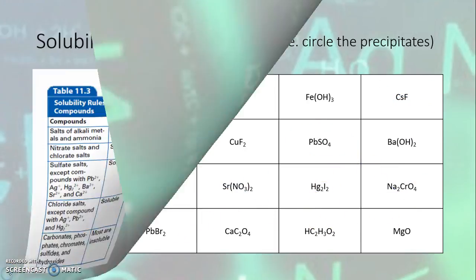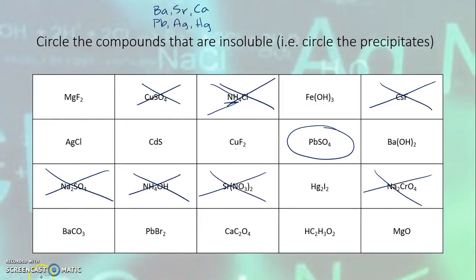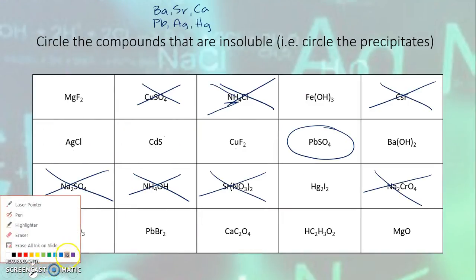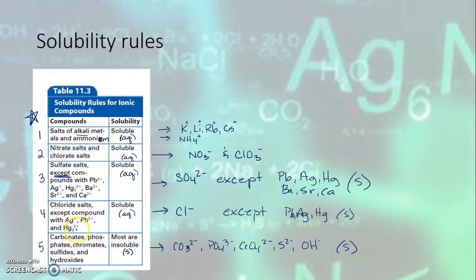Okay, so let's go back and see. Chloride salts will be soluble except for the 3 horsemen. So chlorides with the 3 horsemen will be solids. Here's one with the 3 horsemen. It's a solid. The rest of them are okay. All right, we're good. Okay, next rule.